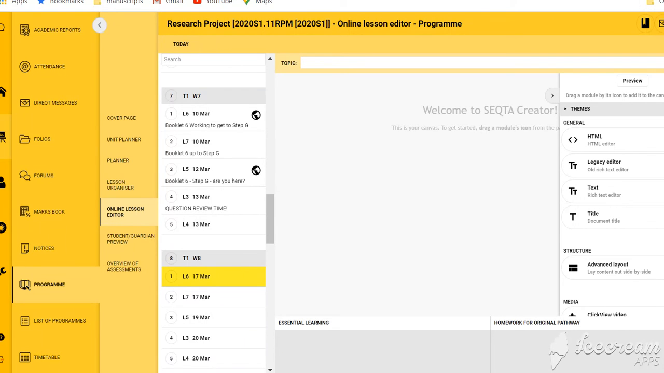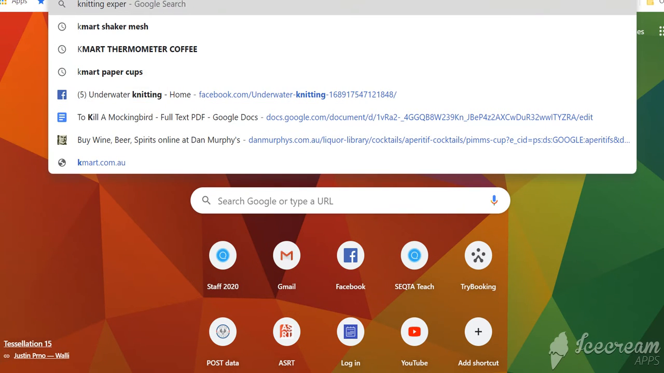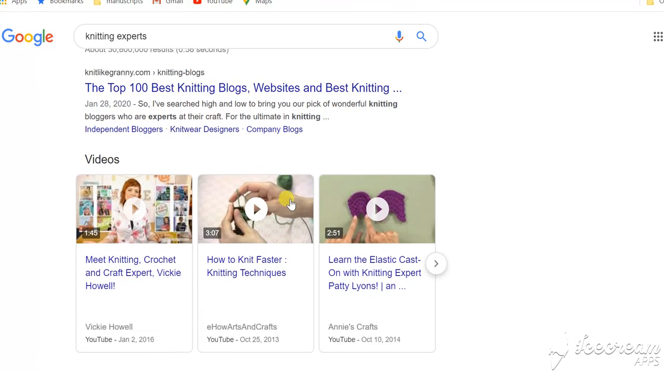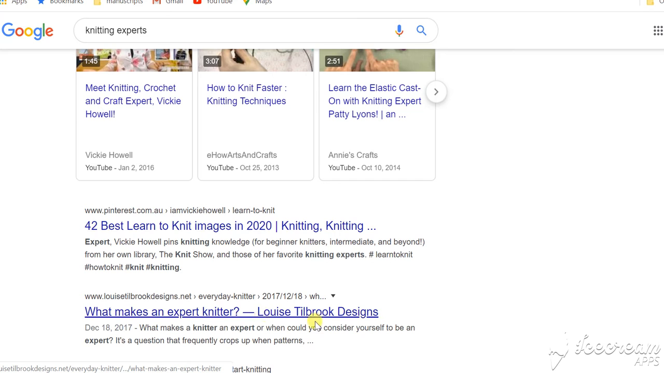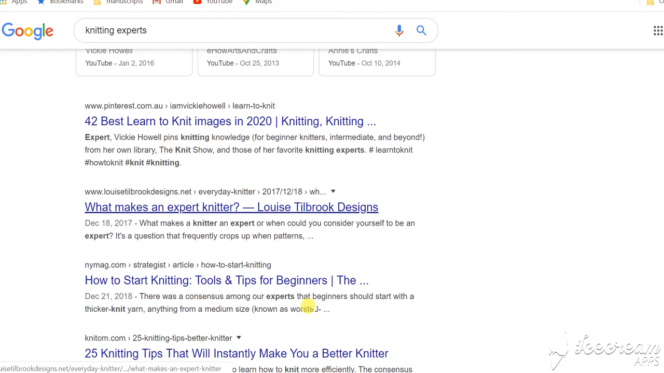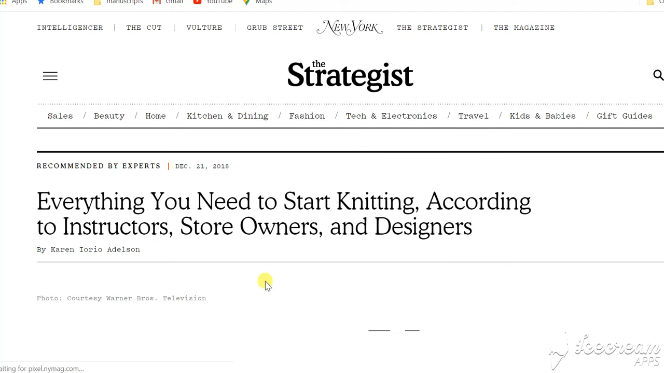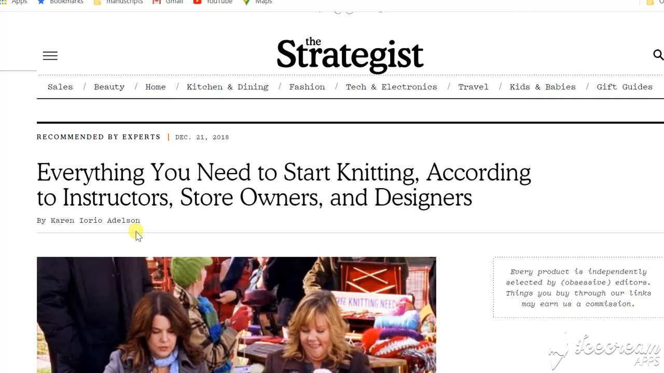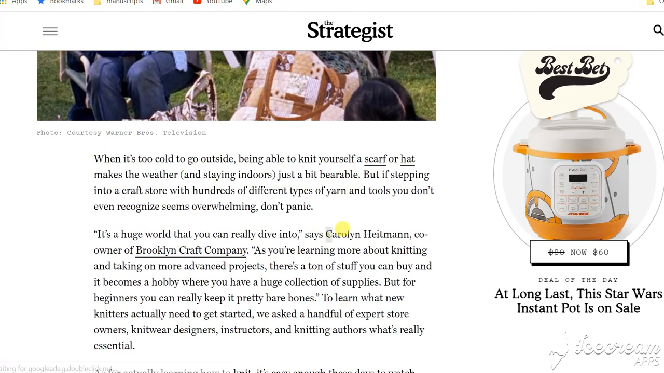So if I go to my underwater knitting and I type in knitting experts, maybe I find some people on YouTube that I want to contact. Maybe I find some websites and I think, yep, she looks good, I want to contact her. Maybe I get an article and I think, this would be really interesting. I'm going to interview the author because they might be able to help me, etc., etc. Oh, this person's quoted in the article. Yep, I definitely want to see if I can find her. And your job is to go out and to actually find the names of these people.